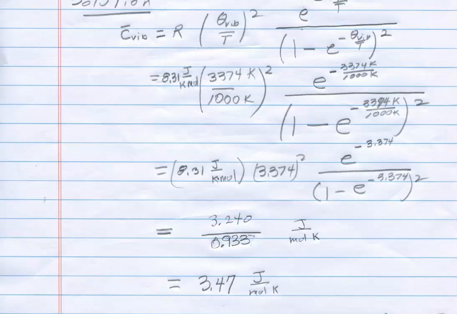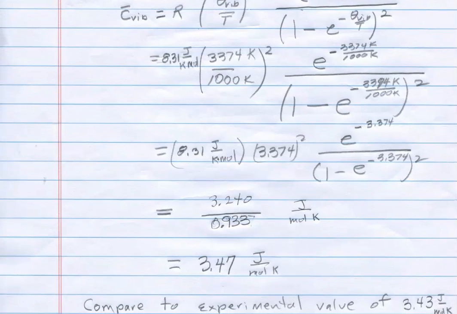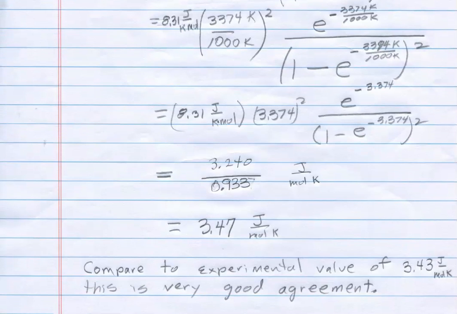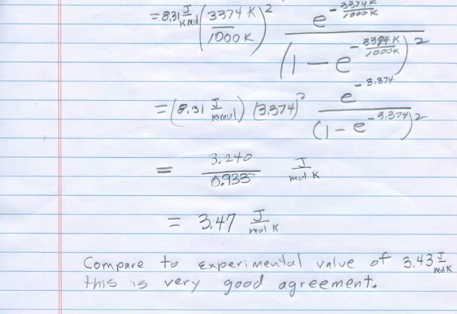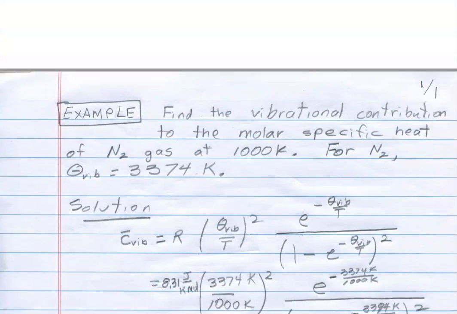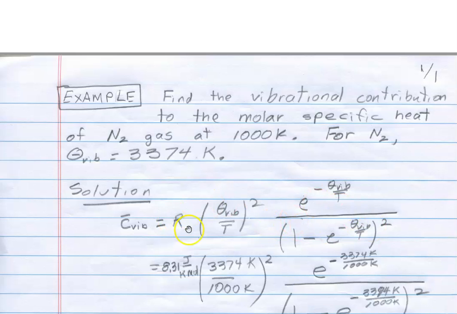And I actually looked up an experimental value, and the experimental value was 3.43 joules per mole Kelvin. So I would say really very good agreement on this. That gives you some idea of the accuracy of this formula, at least for relatively high temperatures in this case.